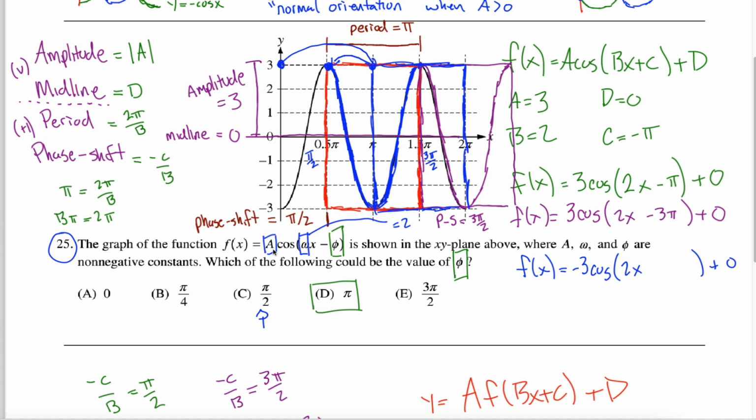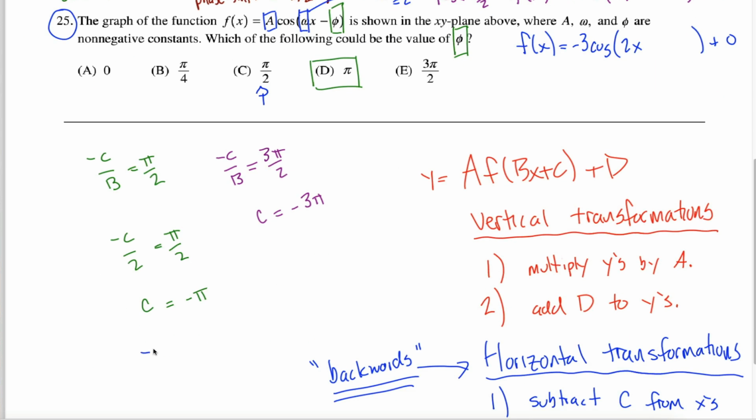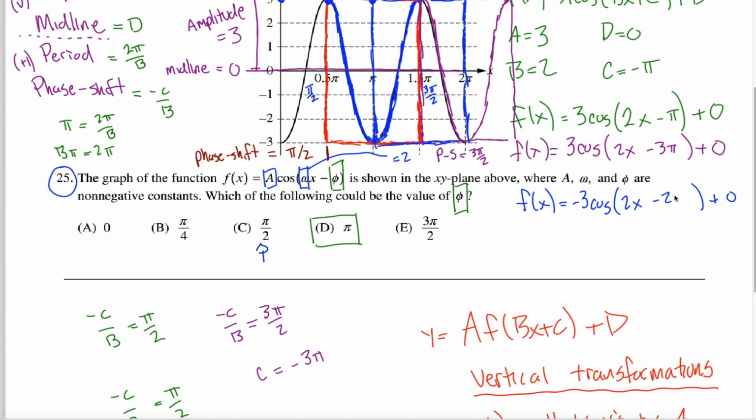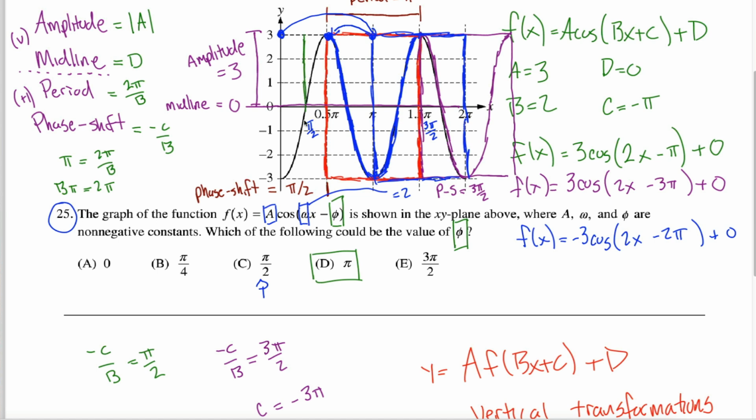But again, my phase shift is different. If I chose this as my box, hard to see, the left edge of my box is at pi, so negative c over b must be equal to pi this time. Since b is equal to 2, I get that c is equal to negative 2 pi. What I'm saying is yet another possible equation for this graph is this one here. You want one more? Probably don't want one more, but I'm gonna give you one more. What if I chose this box right here? This box in green has a left endpoint of 1/4 pi. In other words, pi over 4.